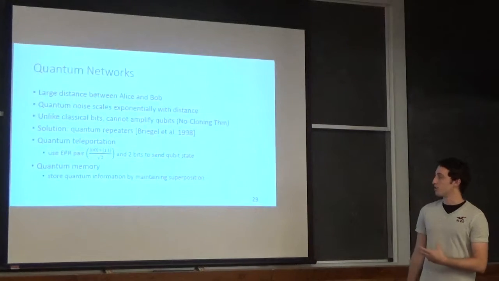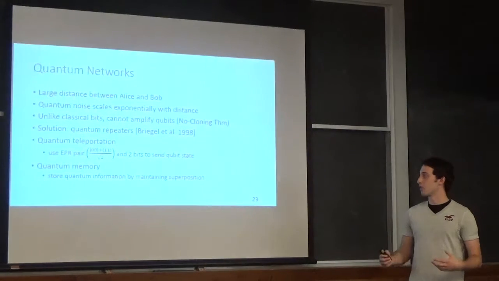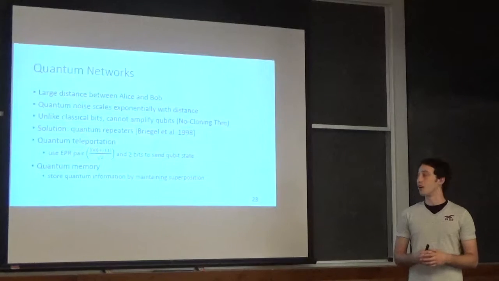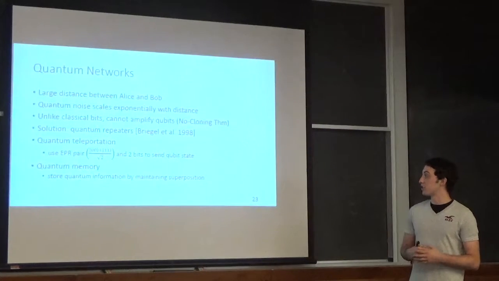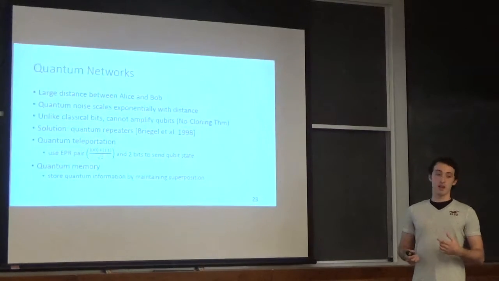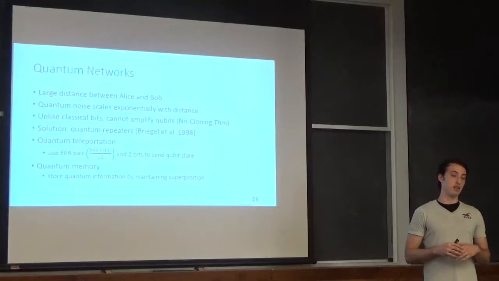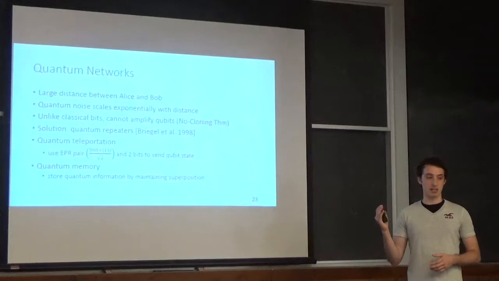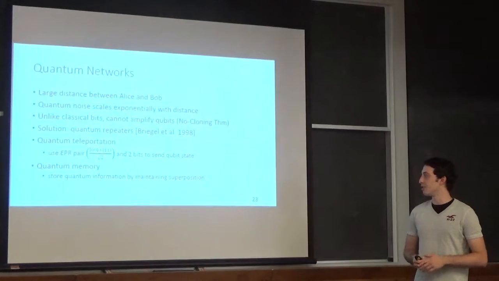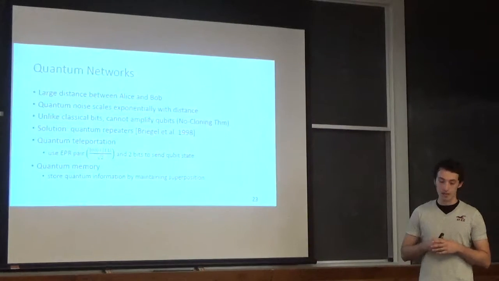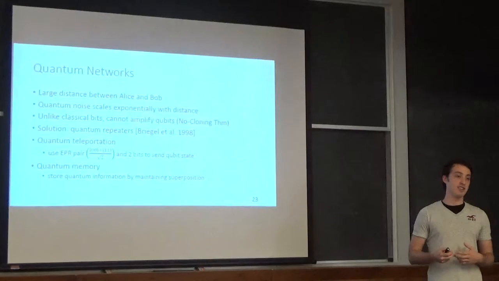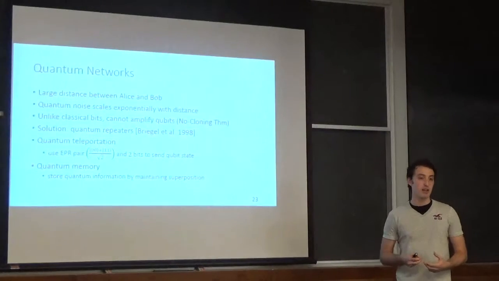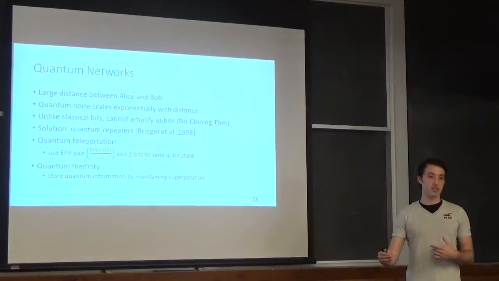So finally, I want to conclude by giving an introduction to quantum networks, which are how we're going to communicate with qubits. When there's a large distance between Alice and Bob, we've actually shown that the noise in between them as you're trying to transport the qubit will increase exponentially, and the fidelity of the qubit will be pretty low. And unlike classical bits, because of the quantum no-cloning theorem, you can't just make a bunch of copies of the qubit to amplify it and send that through the channel.